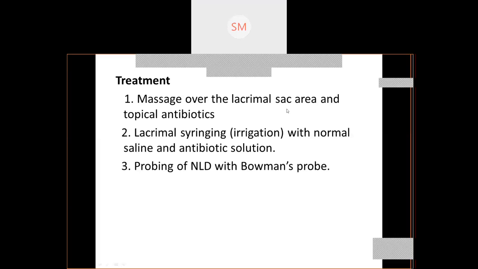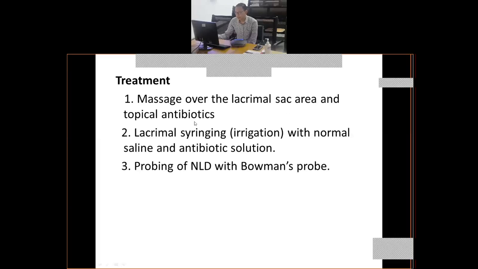Treatment: massage over the lacrimal sac area with topical antibiotics. When you do massage, it increases the pressure in the lacrimal sac area, which helps to open the membranous obstruction.